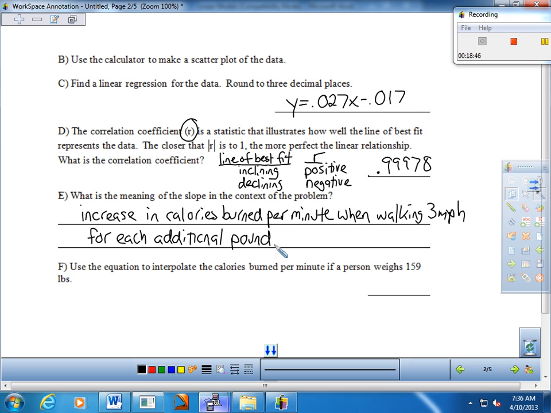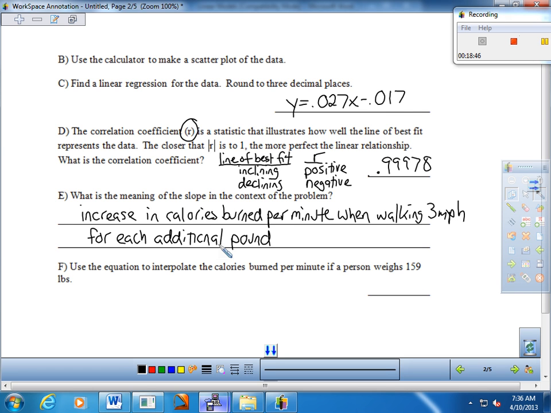So again, as your body weight increases by 1 pound, the number of calories that you burn per minute walking 3 miles per hour increases by this right here. I hope that makes pretty good sense. Change in y per change in x. And that's the idea here, changing the x. So try to get comfortable with that piece if you can, understanding the concept of slope. Okay, good. Let's move on to the next piece.